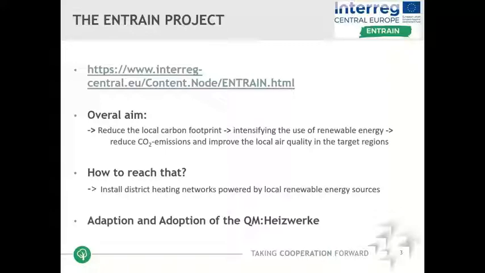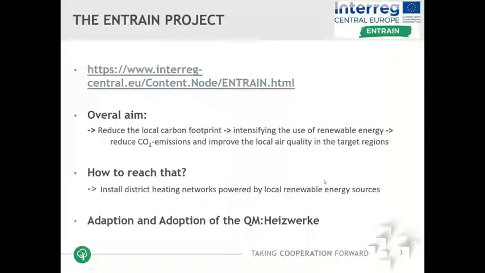One special thing in Austria is the QM Heizwerke, which is a quality management process that is also a precondition for financial incentives for renewable district heating systems in Austria. And one part of the ENTRAIN project was also to adapt and translate the guidelines and planning handbooks of the QM Heizwerke for all target regions. And this is what our today's training will be about, the basics and the extension of the QM Heizwerke system.